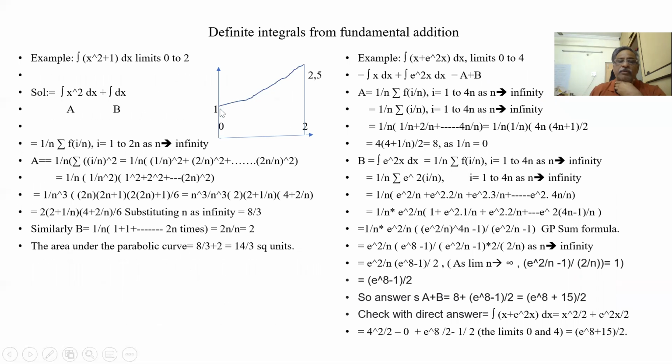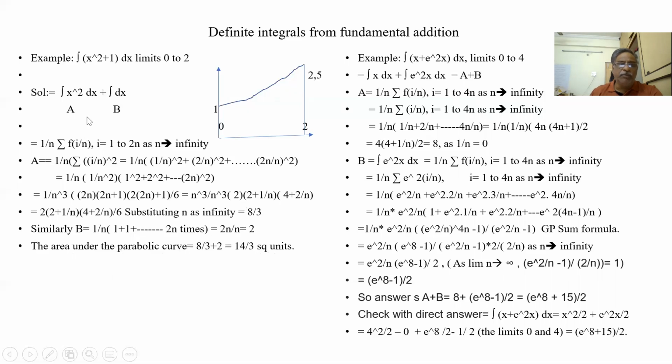Let us say, example is there. Integral of x square plus 1 dx. This line shows x square plus 1. When x is 0, y is 1. When x is 2, y is equal to 5. So I want between limits 0 to 2. If I do integration, this is x cubed by 3 plus x. So 2 cubed by 3 plus 2 minus 0, and 0 cubed by 3 is 0. So through the integration process, I am getting 14 by 3 square units.